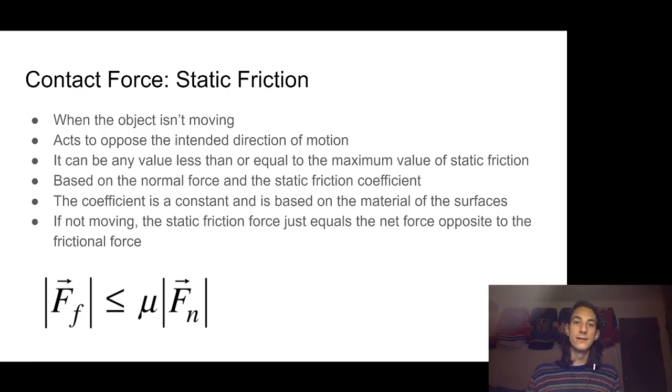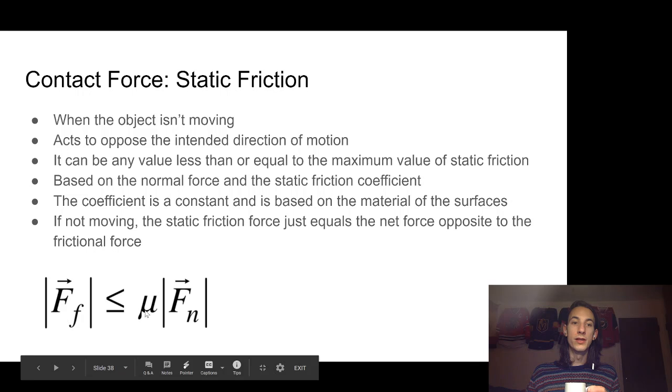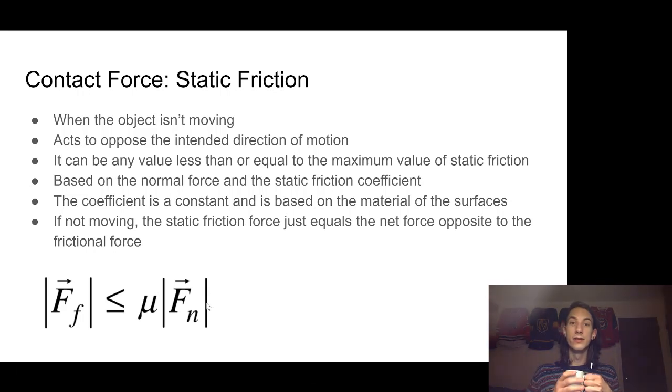So it can be any value that is less than or equal to the maximum value of static friction, and that's why our equation has this inequality. Our frictional force can be anything less than or equal to the coefficient of static friction times our normal force, or our maximum value of static friction. So it's based on the normal force and the static friction coefficient. The coefficient is a constant, and it just tells us about the relative roughness of the surfaces. So how are the surfaces grinding with each other? Are they fitting smoothly, or are they really bumpy? The higher that value, the more rough our surface is.